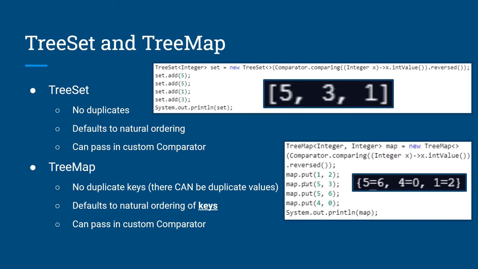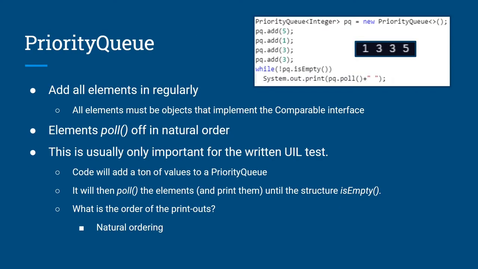So here, after you put these in the tree map, you'll see when you print out the map, this is sorting by the key value in descending order. And that's just because of the comparator we passed in. If we did not pass in a comparator, it would instead read 1 equals 2, 4 equals 0, and then 5 equals 6, because that would be the natural ordering of the keys, right? So that's how a tree set and tree map work.